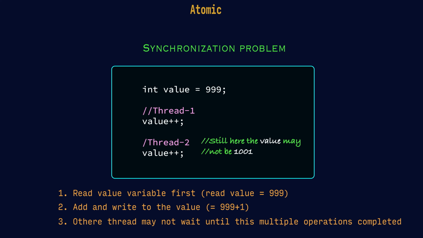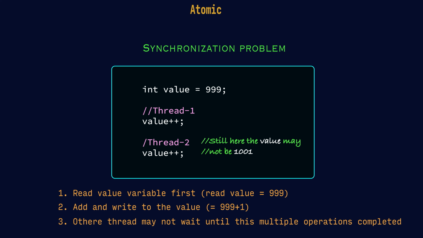When thread 1 increments the value with plus plus, actually it is performing 3 operations. First, it reads the int value as 999. Then as a second operation, it adds 1, that is 999 plus 1, and writes the value, right? Now it is 1000. So here other threads may not wait until this thread performs multiple operations, right? Hence there will be a race condition on the shared variables.